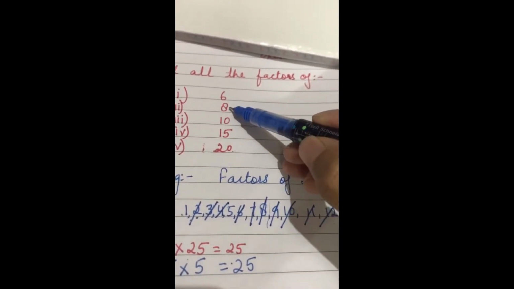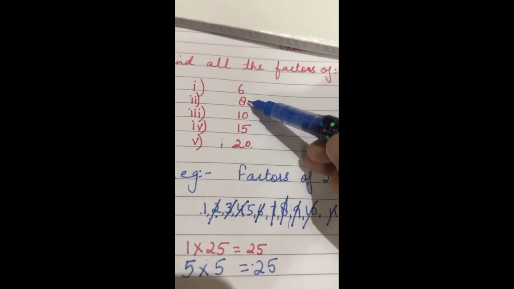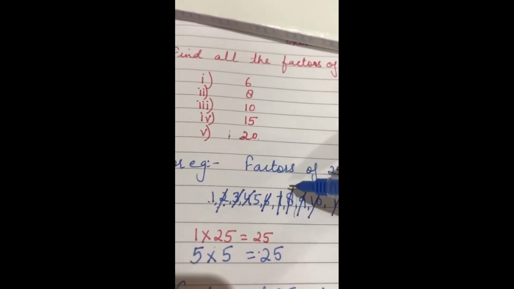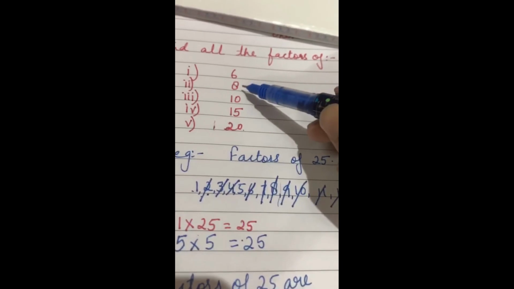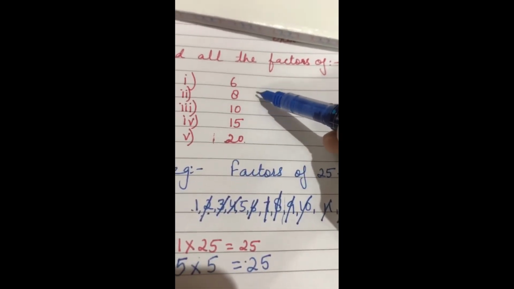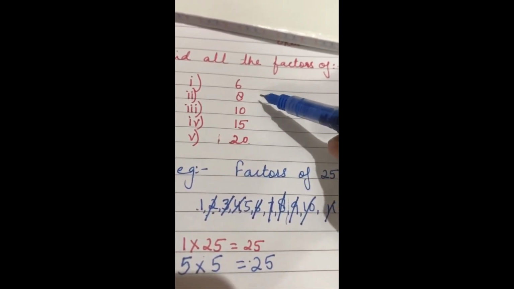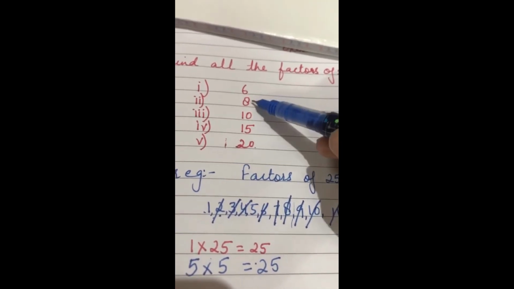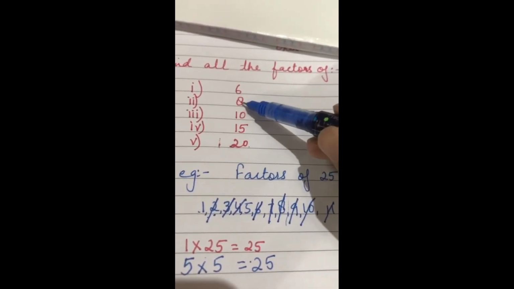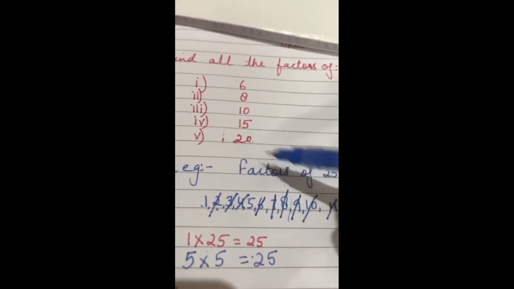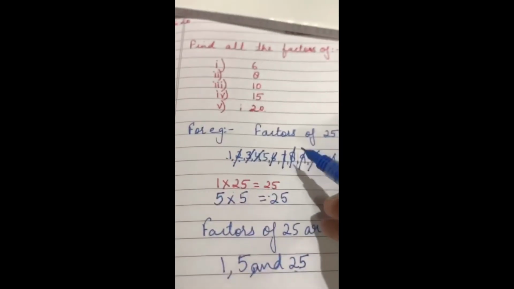The same way, while checking the factors of 8, don't go beyond 8. Why? Because when you multiply 9 into 1, the very first number is 9, so 9 is greater than 8. So just check till 8. The same way, do the exercise.